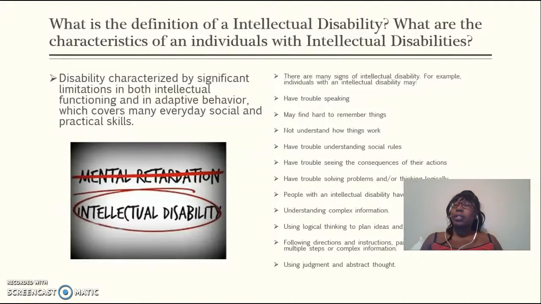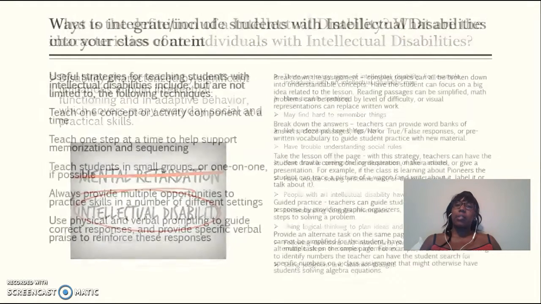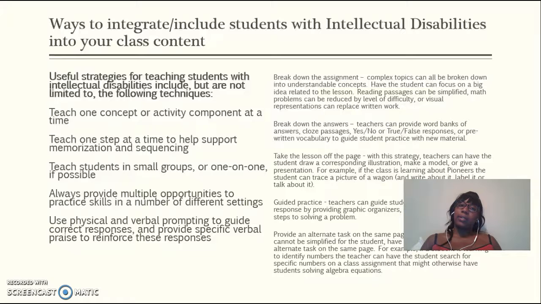Some characteristics of an intellectual disability are trouble speaking, trouble understanding social rules, and trouble solving problems and thinking logically. So you're having trouble solving math problems. I know I do at times. You're having trouble seeing the consequences of your actions, and trouble using logic to plan ideas and solve problems. Things like that. Those are some good characteristics of intellectual disabilities.